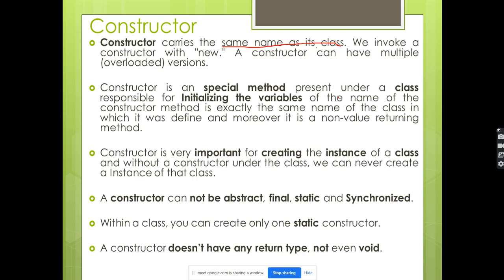So a constructor is a method. A constructor is a special method. Why is a constructor a special method? Okay, we will discuss it. So where do we mention the constructor? We declare the constructor in the class with the same name as the class name. First point. Second point, a constructor is a special method. Why is the constructor a special method?